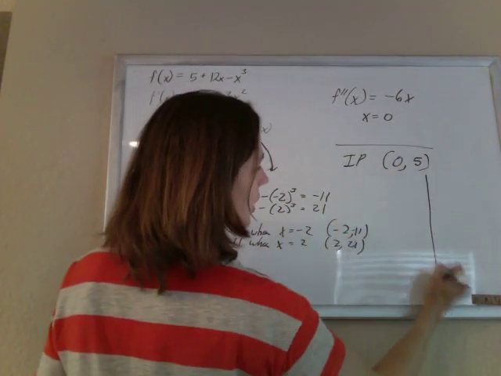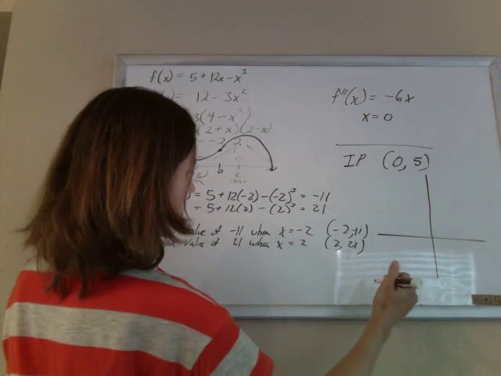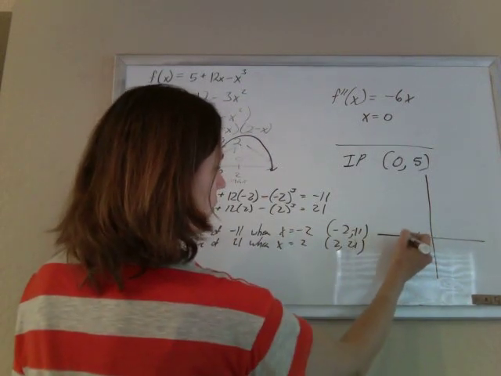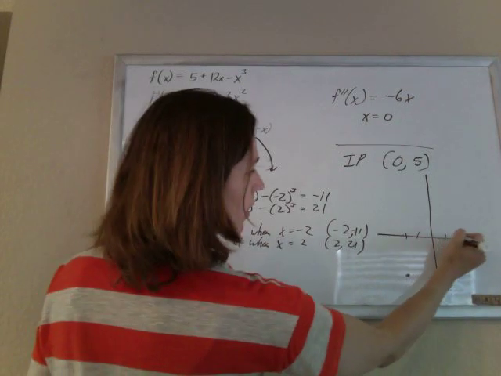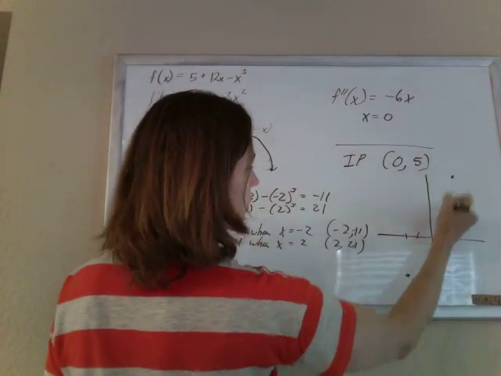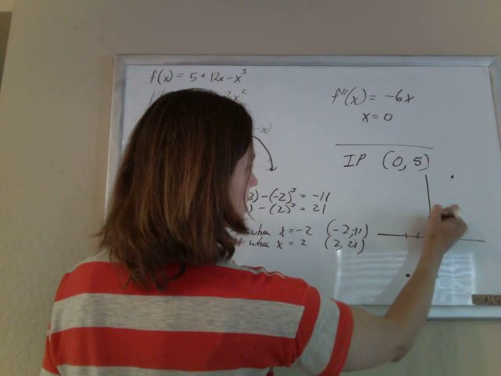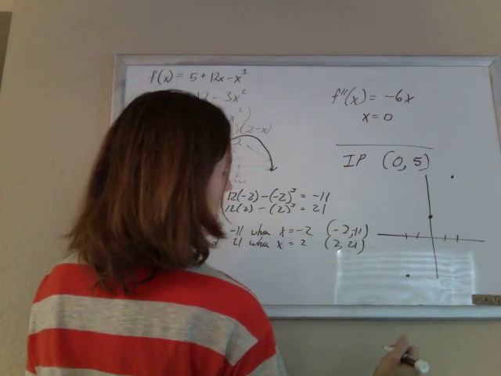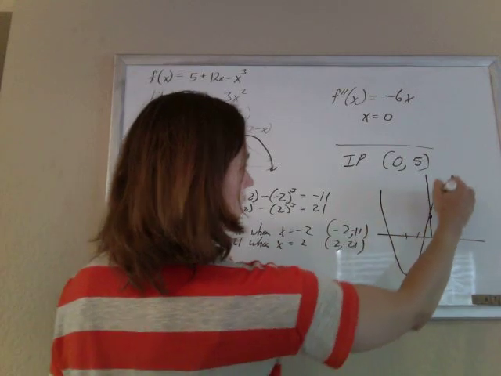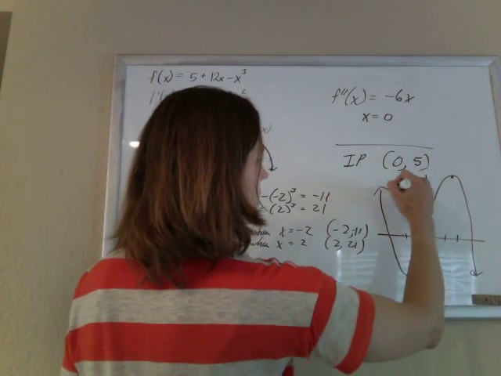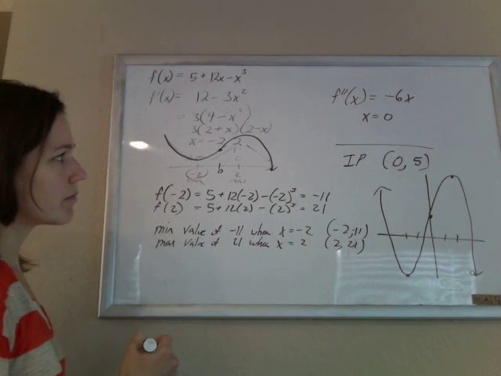So when you go to graph, you've got all this lovely stuff. We have a minimum at negative 2, negative 11, a max at 2, 21, an inflection point at 0, 5, and you just connect your dots, and you get something like that.